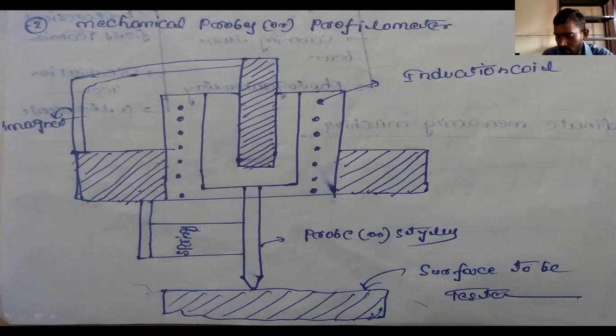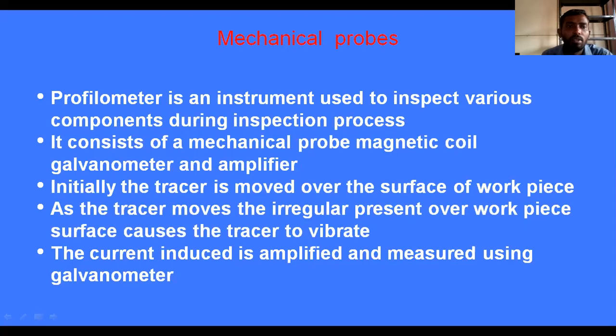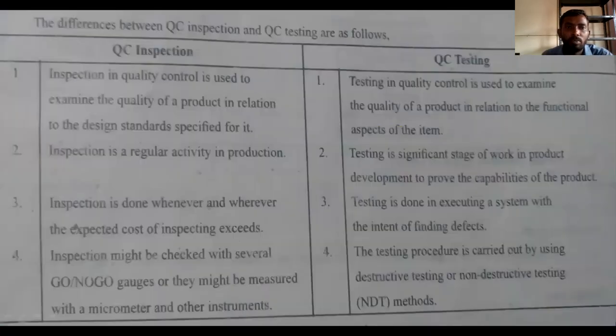So next we have the non-contact inspection methods. When it comes to non-contact inspection methods, we want to know about inspection and testing. What is QC, quality control inspection? What is quality control testing? We have CAI and CAT: computer aided inspection and computer aided testing, where we have computer involvement.